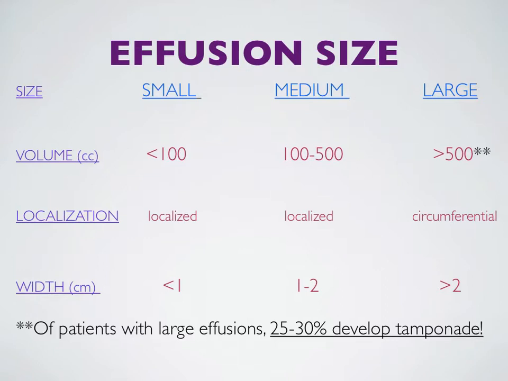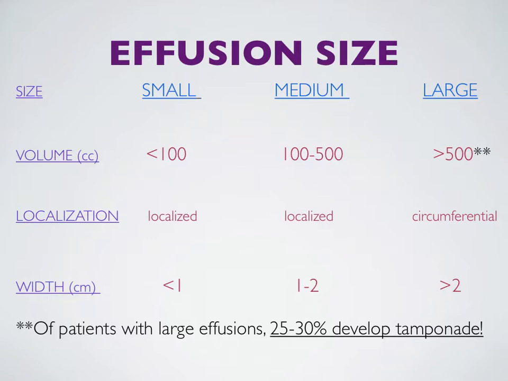So first we can estimate the size of the volume. Small volumes are typically less than 100 cc's, large greater than 500, and medium size in between. And there are two parameters that I look at on the ultrasound. One is whether the fluid is loculated or localized. If it's localized, think of a small or medium-sized effusion. If it's circumferential, think of a large effusion.